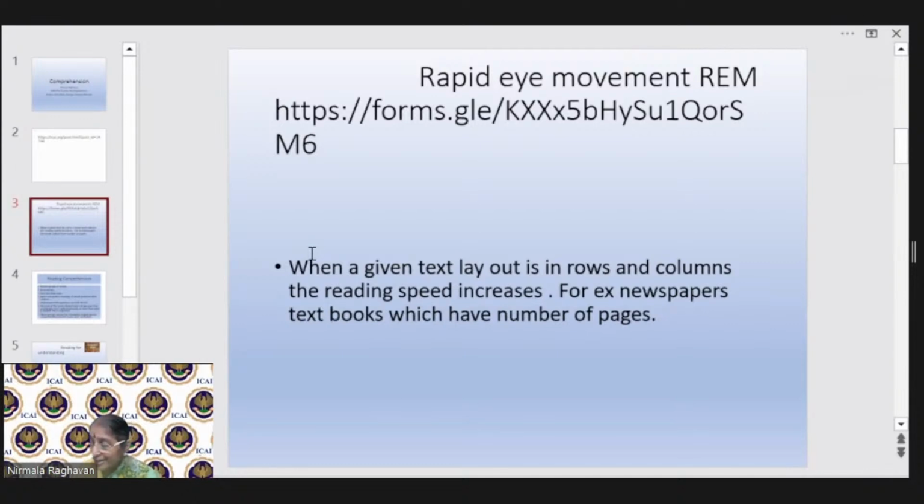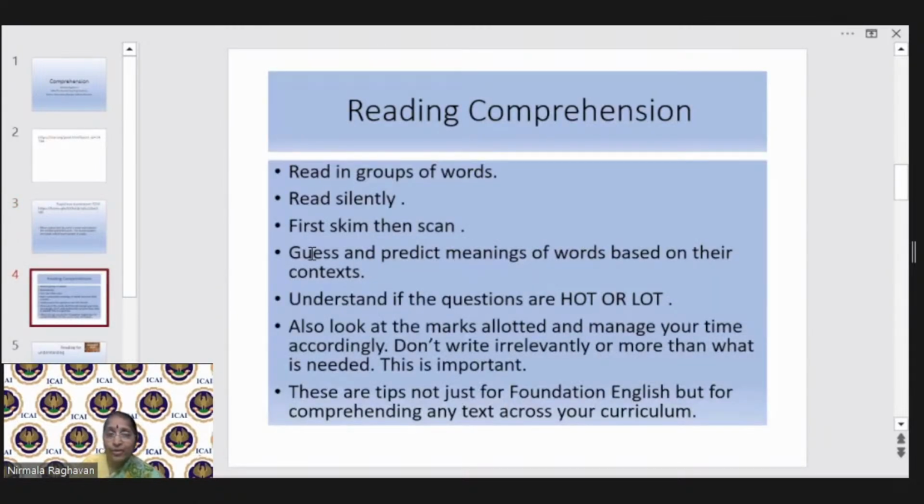If the reading text is in columns and rows, it's easier to read quickly than if it is a long sentence which runs from one corner of the page to the other. It's called rapid eye movement. Move the eyes quickly to read. Now, reading comprehension, how should you do it? Read in groups of words. That's always advisable so that you are able to read quickly and understand quickly.